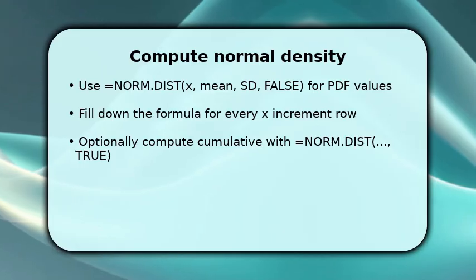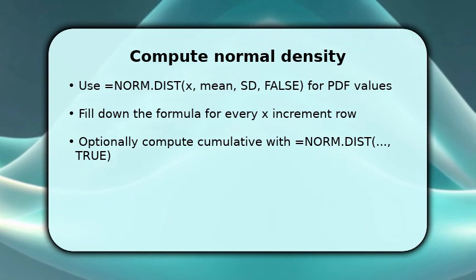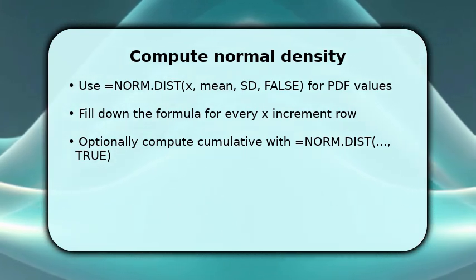If you need cumulative probabilities instead, change the last argument to TRUE. Make sure references to mean and SD are absolute if needed.